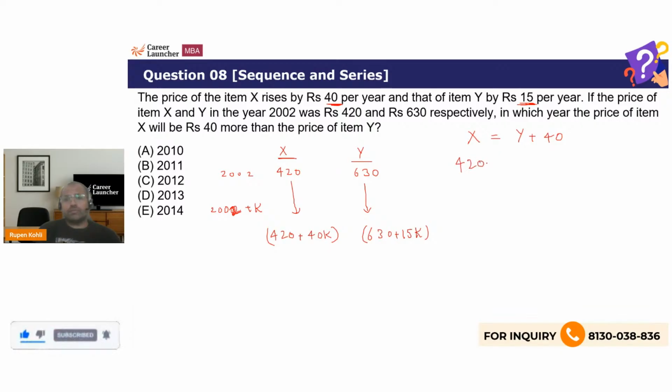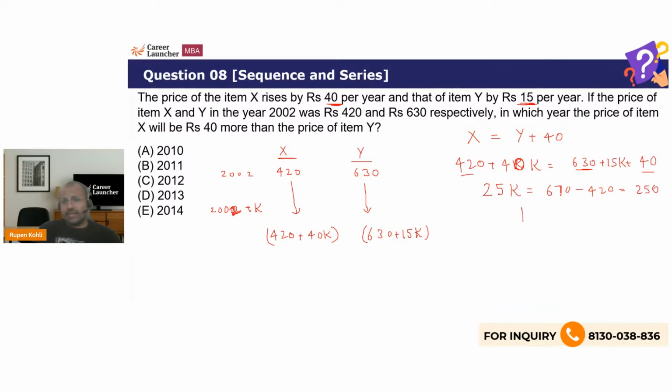So my equation becomes 420 plus 40k is this, Y is 630 plus 15k plus another 40 rupees. So they should give me the value of k, right? So 40 minus 15, this is 25k, equal to 630 plus 40, 670 minus 420, which is 250. I'm getting the k to be exactly 10. 10 साल और लग जाएंगे. After 2002 it will be 2012, right?